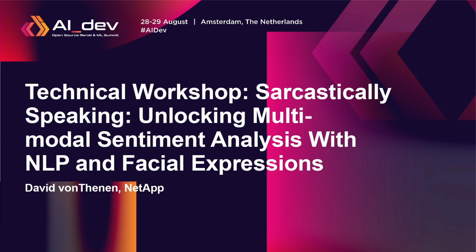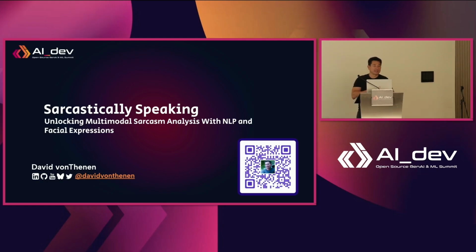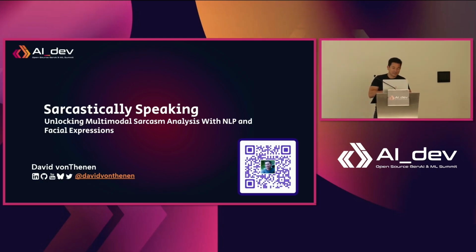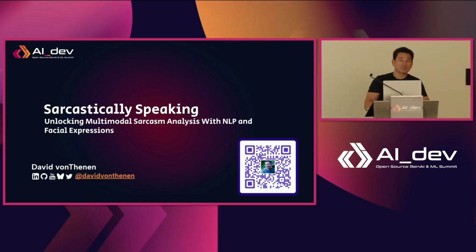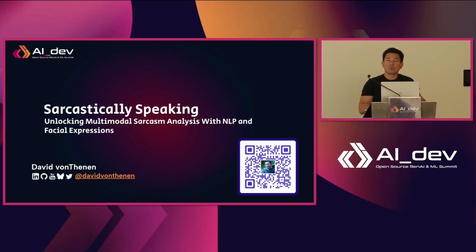So we're going to talk about sarcasm, and we're actually going to talk about building a multimodal model to detect sarcasm. So NLP and facial expressions. This is going to be, like I said, a very practical introduction into breaking a problem down and actually building the machine learning models, and then literally doing multimodal analysis.